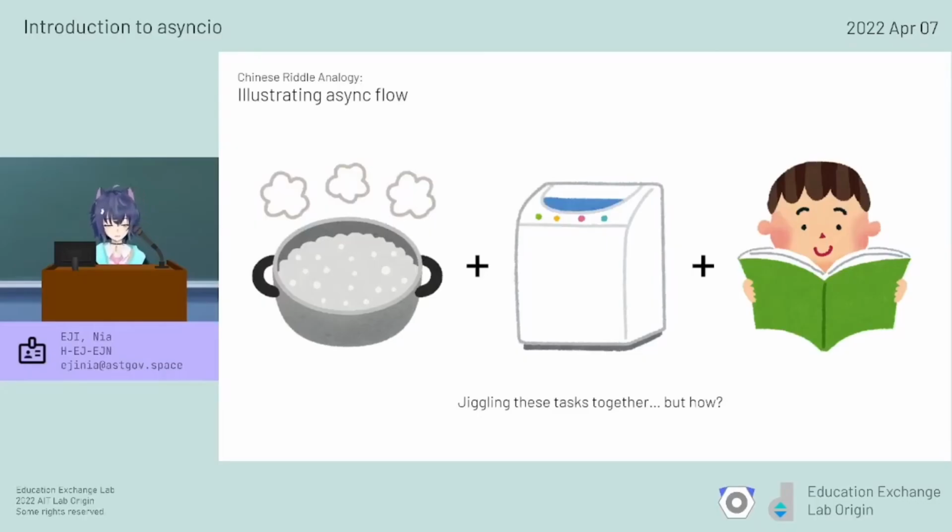You have 3 tasks. You need to boil water, do the laundry, and read a book. But wait. No, really, wait. Most of our time is spent waiting. There must be a way to jiggle these tasks together. But how? This is where the magic of async lies.